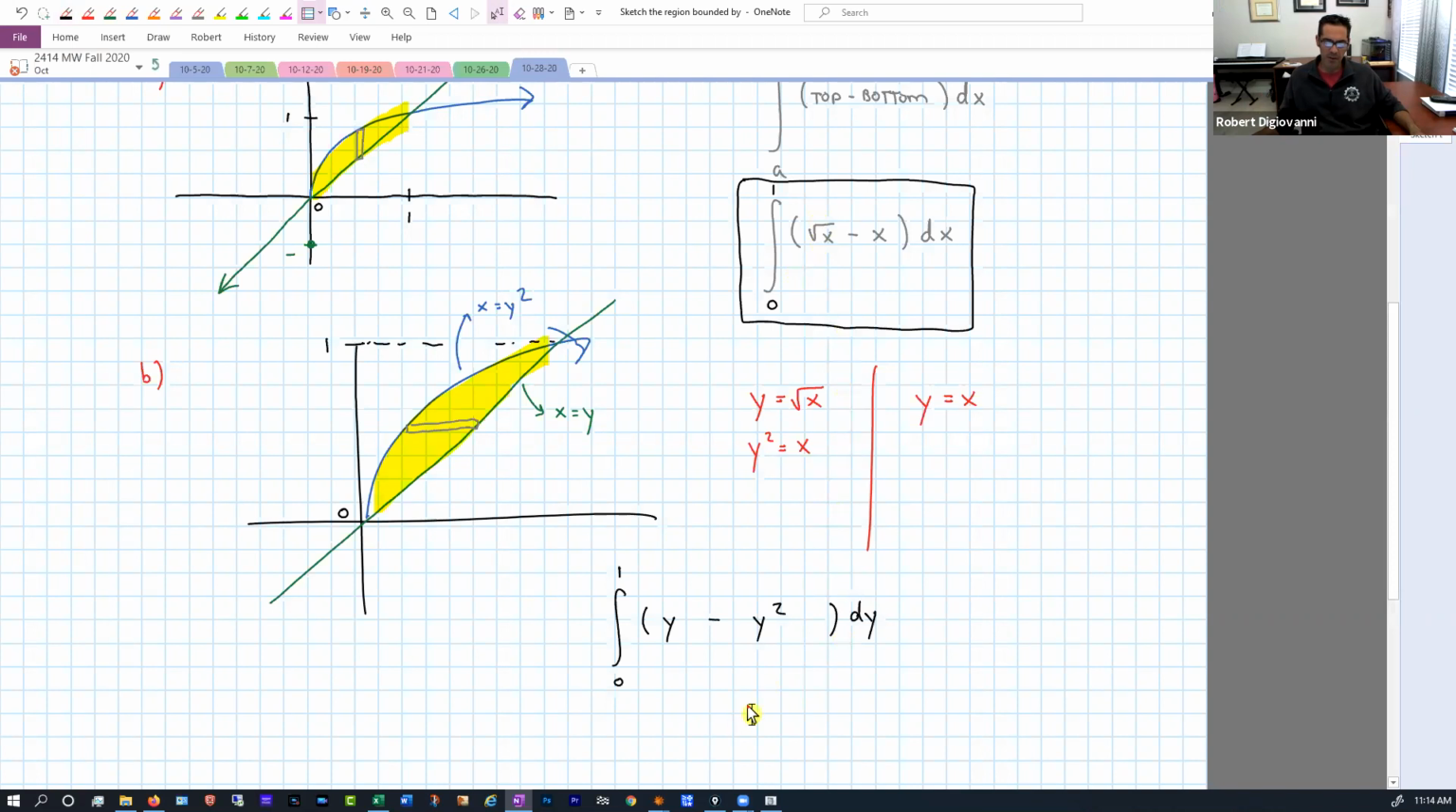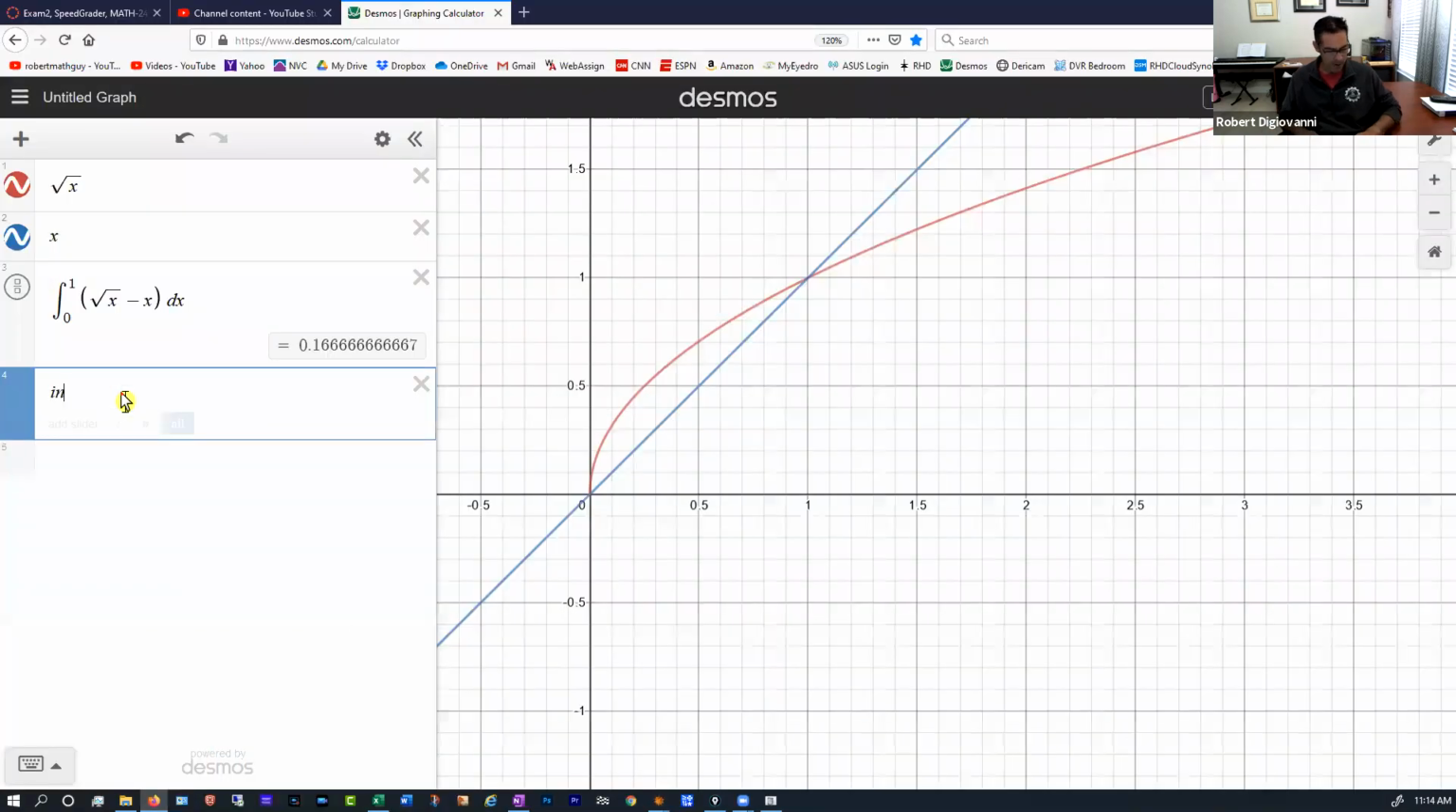Now notice that these two integrals are different, right? These are different integrals. So the antiderivative of this is different than the antiderivative of this, but it's going to give us the same answer. So I'm going to go back to Desmos. I'm going to integrate from 0 to 1 y minus y squared dy. And I get 0.1666666. So I get the same result. All right. Are there any questions on that?